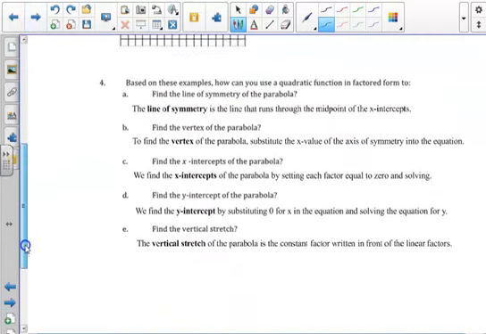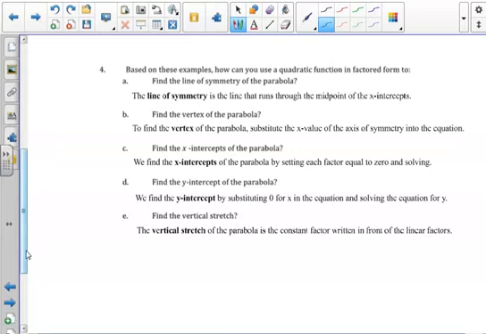So in number 4, we were asked, based on the examples, how can you use a quadratic function in factored form to a, find the line of symmetry of the parabola? Well, the line of symmetry is a line that runs through the midpoint of the x-intercepts. And we can see that in the previous 2 examples, that if we know the x-intercepts from our factored form, we can find the number right in the middle of those 2, or the midpoint, and that would be our line of symmetry. To find the vertex, we would substitute the x value of the axis of symmetry into the equation.